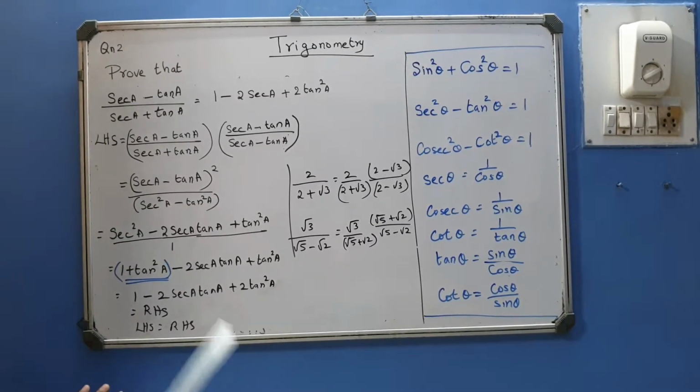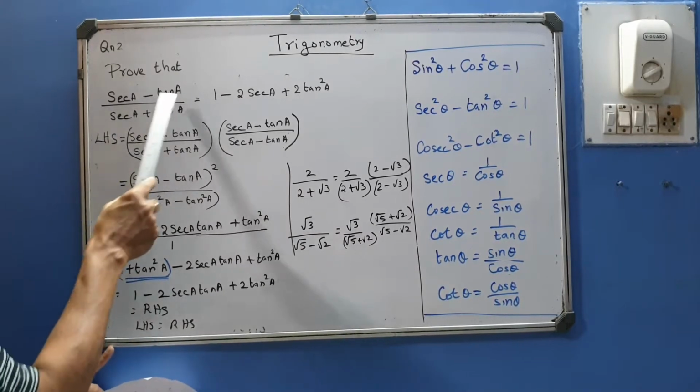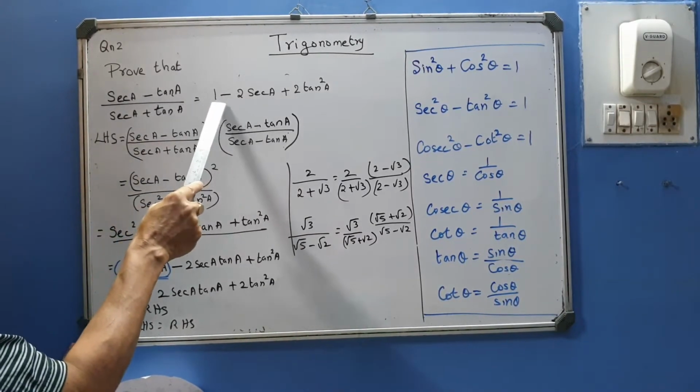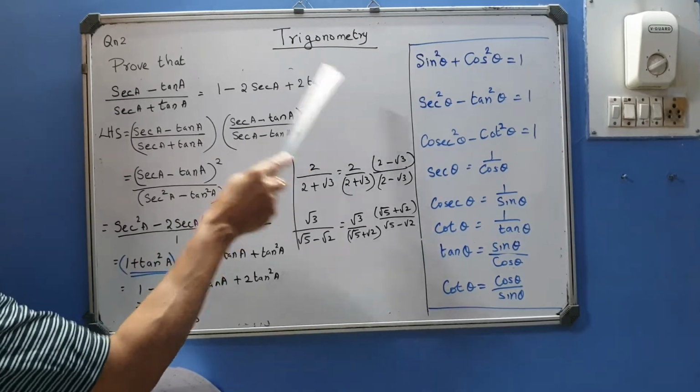Okay, now we'll take another question. This is the question: sec A minus tan A divided by sec A plus tan A is equal to 1 minus 2 sec A tan A plus tan squared A.